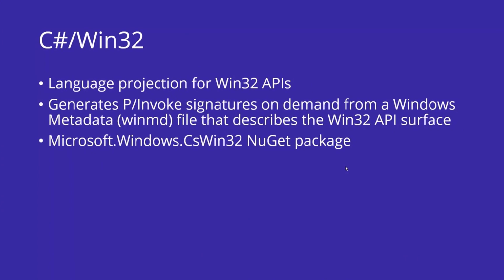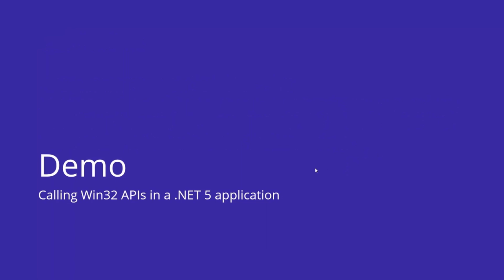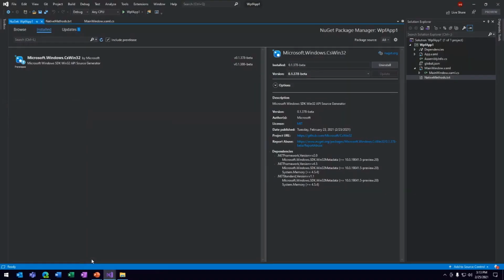And C# Win32 can actually generate p-invoke signatures for you on demand based on the APIs that you ask for. And this is currently up on NuGet.org in beta form. It's the Microsoft.Windows.CsWin32 NuGet package. And now I'm going to show you a couple of demos of how that works. So I'm going to start with a simple demo. I'm just going to call a simple Win32 API that everybody's familiar with, CreateFile.